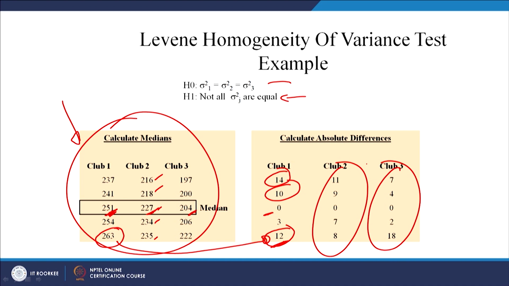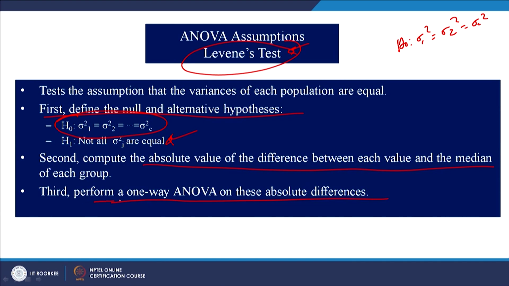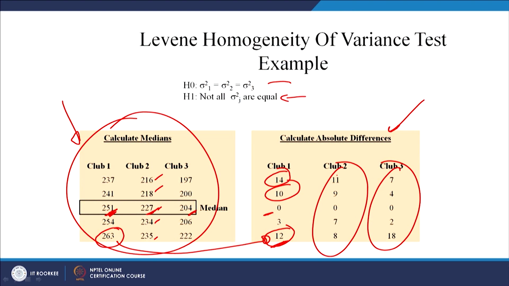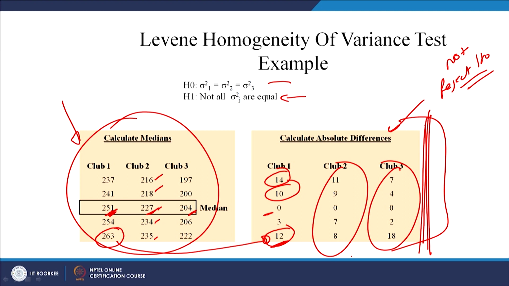Similarly, from group 3. This table is about absolute differences, and what is the next step? We have to perform one way ANOVA on these absolute differences. So, when we perform this one way ANOVA, should we reject the null hypothesis? No, we should not reject the null hypothesis, isn't it? Let us see whether we will be rejecting the null hypothesis or not on this value.